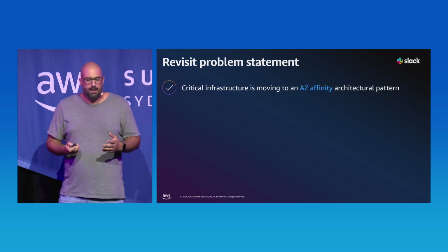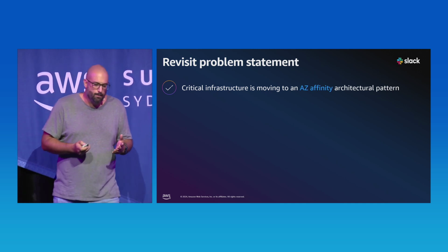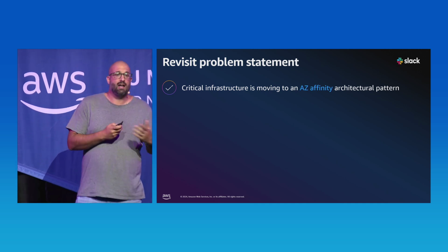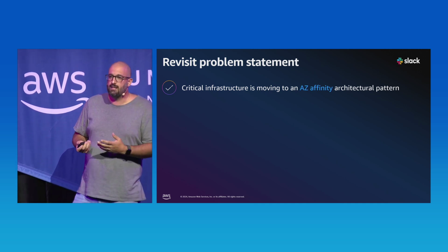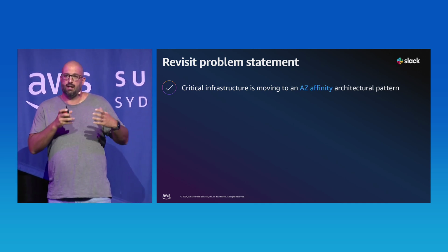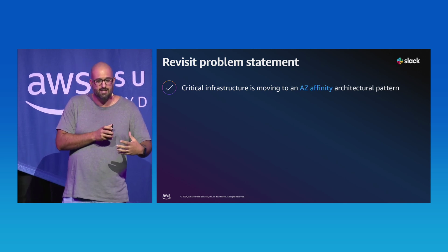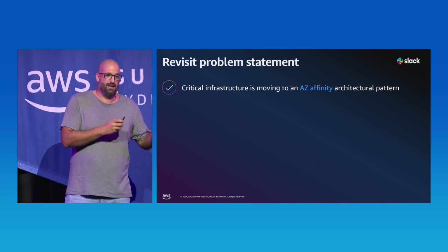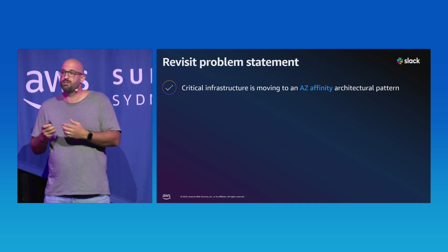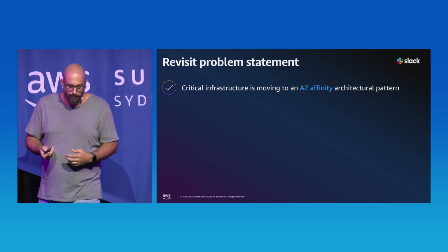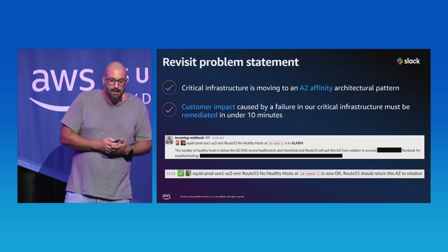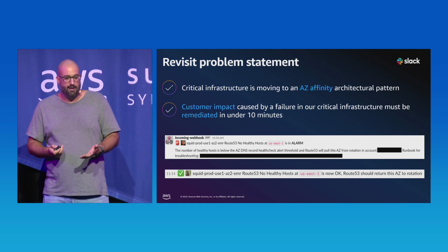So let's go back and revisit the problems and see how we went. Slack's infrastructure is moving to an AZ affinity architectural pattern. This is a tick. We now have the ability to run a complete isolated egress stack in a single cell, and we now have the ability to evacuate a cell or multiple cells in an AZ if required. Next: remediate customer impact in less than 10 minutes from a failure.